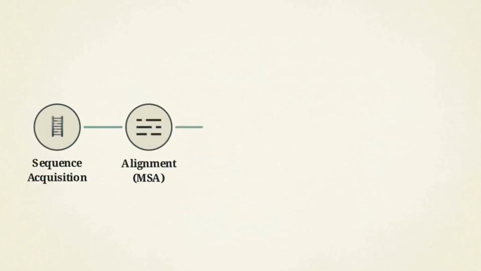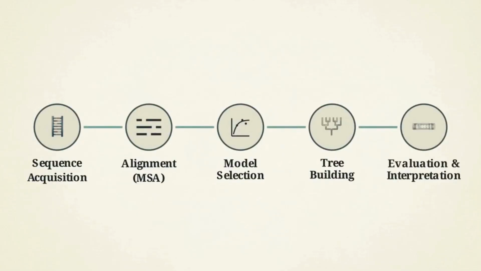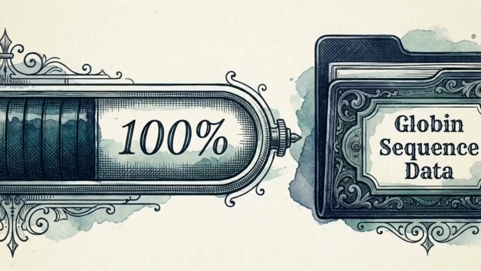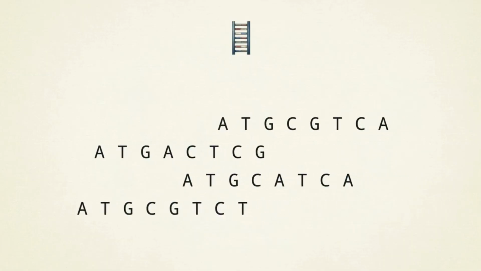To build one correctly, you have to follow a strict 5-step pipeline. Step 1 is sequence acquisition. We start by downloading a set of homologous or related sequences, like the globin gene family, from a public database like NCBI GenBank. Step 2 is multiple sequence alignment.